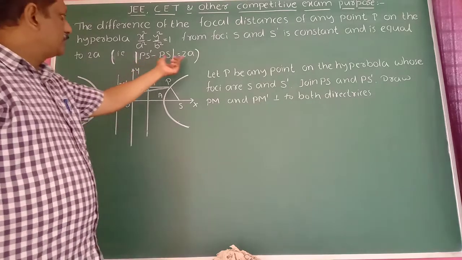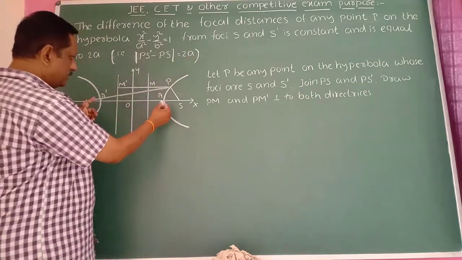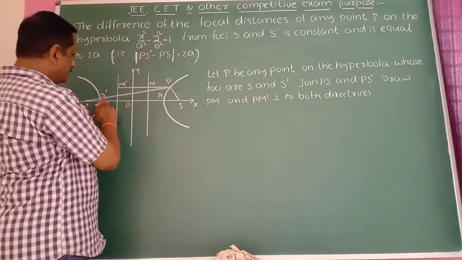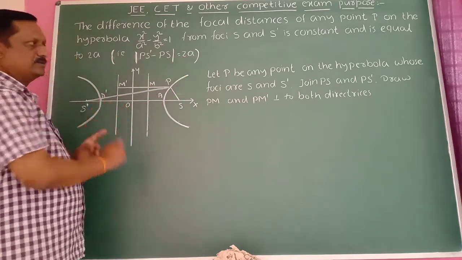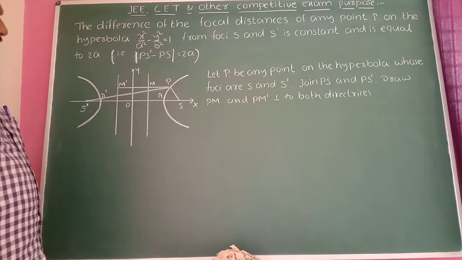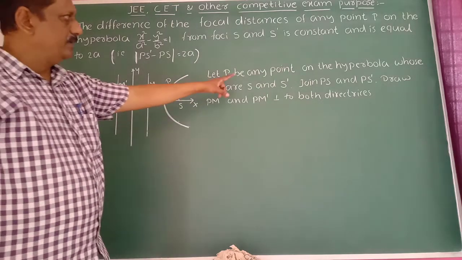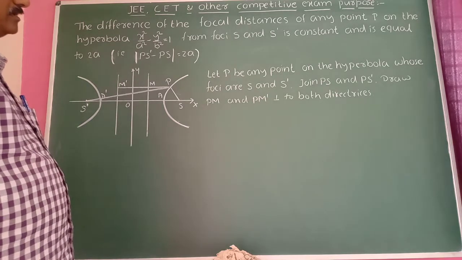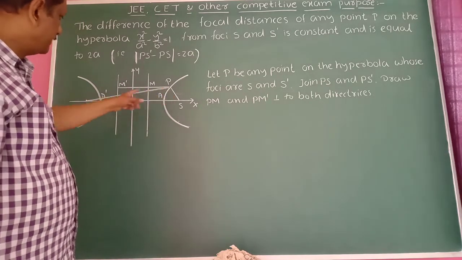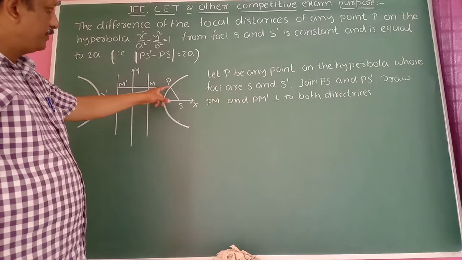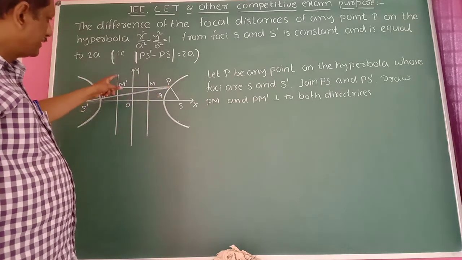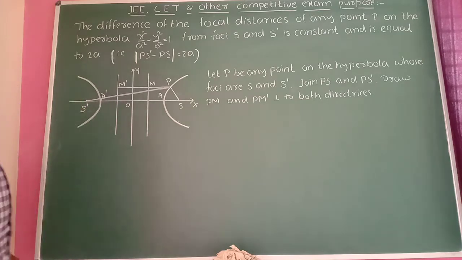The difference equal to 2a means the length of the transverse axis. Here 2a is the length of the transverse axis. You have to prove this result. So let P be any point on the hyperbola whose foci are S and S dash. Join PS and PS dash and draw PM perpendicular to this directrix, and PM dash perpendicular to the other directrix.